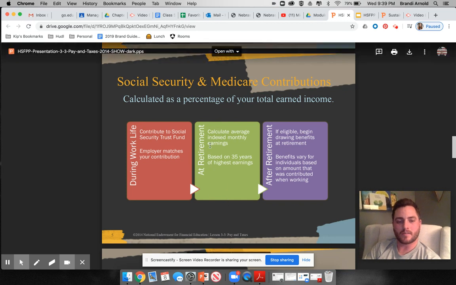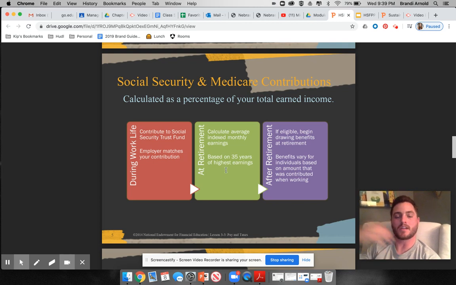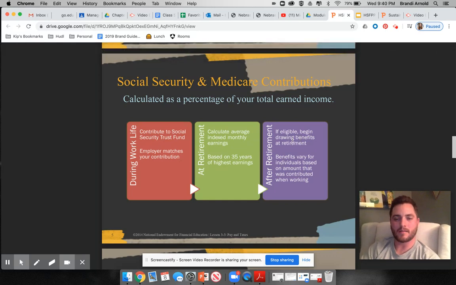So this all depends what type of system you are in, or how you've saved for your retirement. But they're going to look at your highest years of earning, kind of an average of those, to figure out how much money you'll make during retirement. And then after retirement, it says you can start drawing some of these benefits. And these benefits are going to vary based on how much you put into these accounts, and your status and your situation.